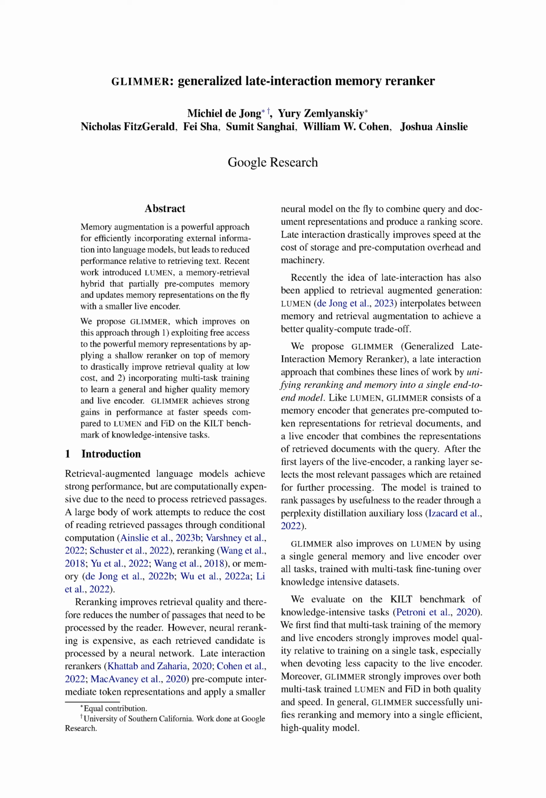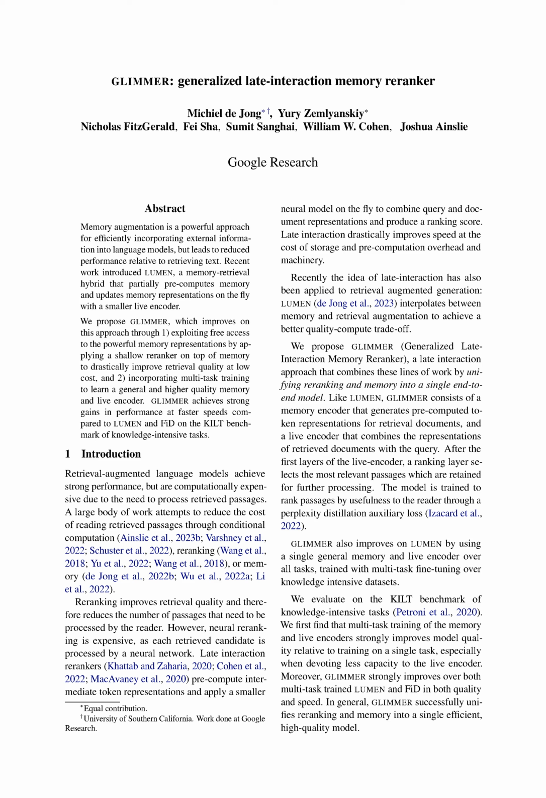Much like its predecessors, Glimmer includes a memory encoder that generates pre-calculated token representations for retrieval documents, and a live encoder that merges these representations with the query. After processing the initial layers of the live encoder, a ranking layer comes into play, selecting the most pertinent passages for further processing. The model is designed to rank passages based on their usefulness to the reader, with an auxiliary loss termed perplexity distillation guiding the process.